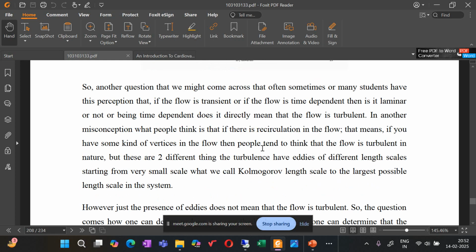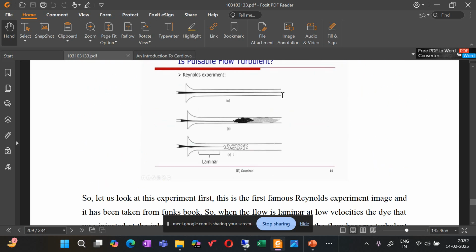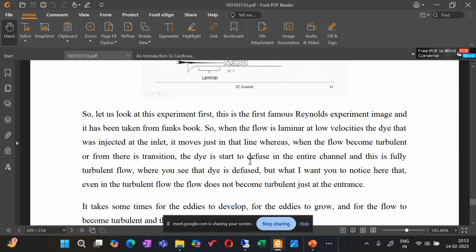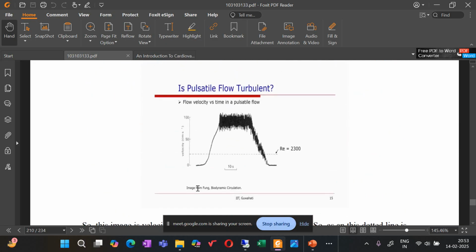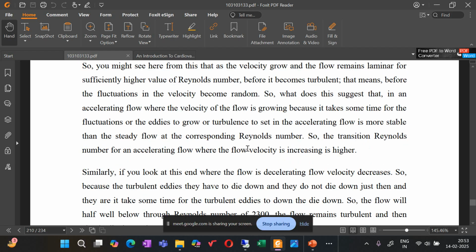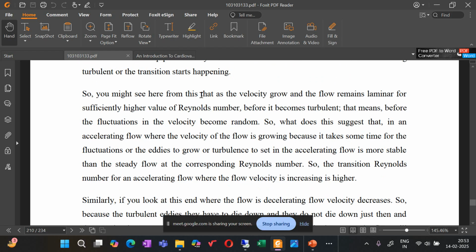And also in this particular one, you saw this Reynolds experiment. There is nothing very smooth. If you increase the Reynolds number, which is rho vd by mu, the troubles start coming, and later these troubles come very fast, and in the later stage also there is some region where the laminar flow is there. So if you remember, as the velocity grows, the flow remains laminar for a sufficiently high Reynolds number before it becomes turbulent, that means before the fluctuation in the velocity becomes random. What does this suggest?